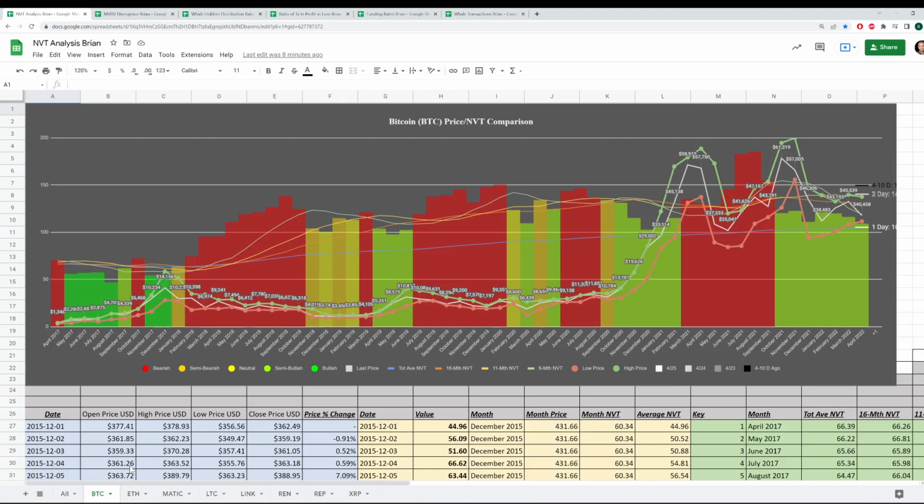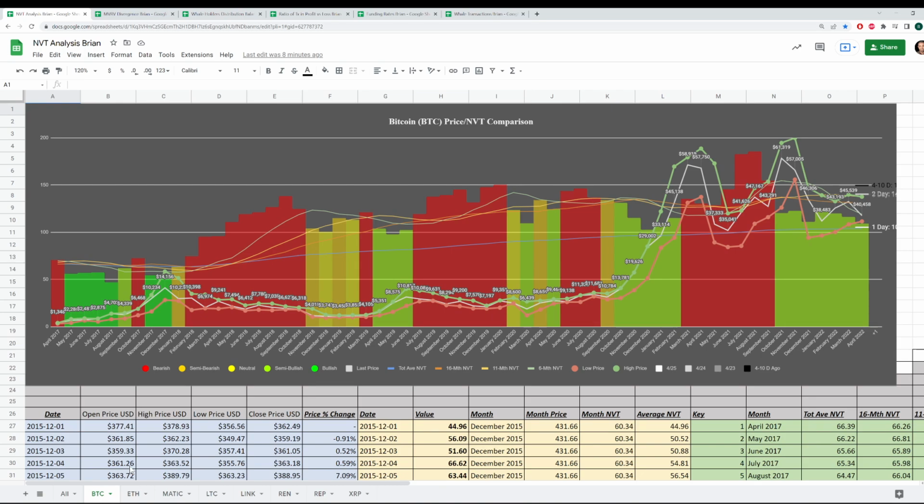So without further ado, I will just jump right into the first one we have here, which is the NVT model, which measures the overall amount of token circulation on a month-to-month basis. So this is a long-term model. It's measuring the token circulation on a month-to-month basis versus the current market cap that it's sitting at right now.